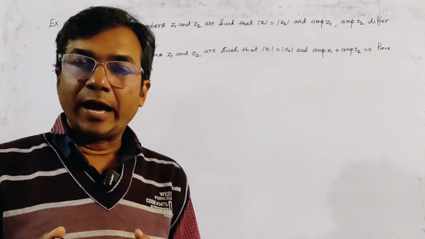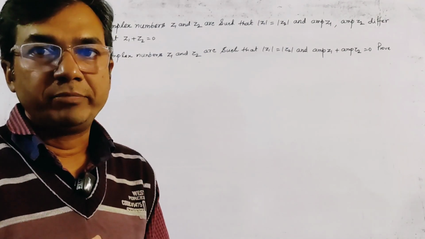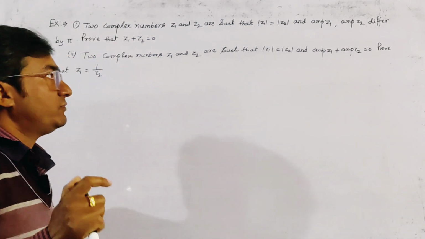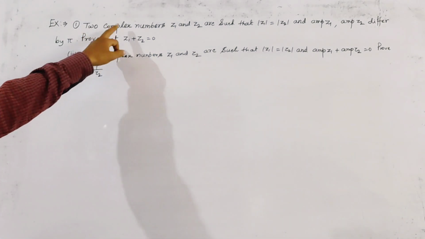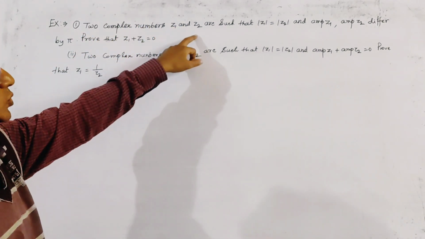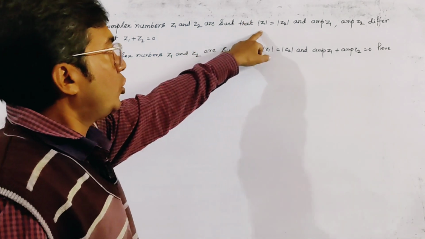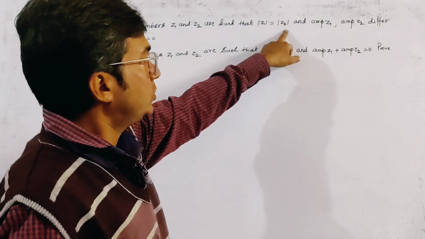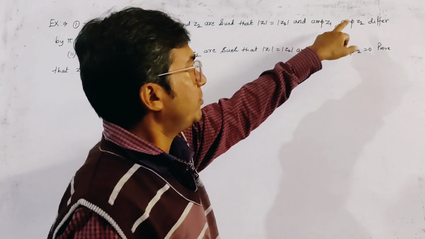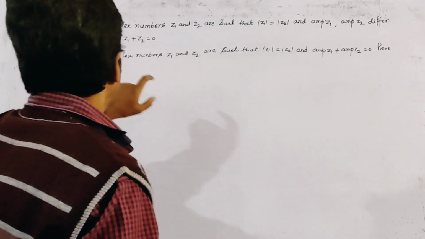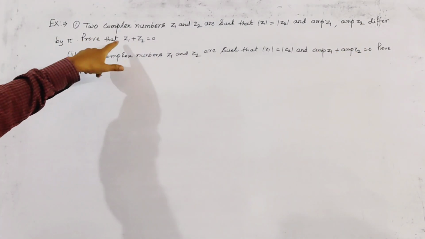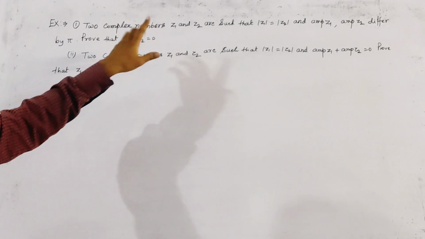Interesting, important and easy problems of complex numbers. Here we solve them. The first problem: two complex numbers Z1 and Z2 are such that mod Z1 is equal to mod Z2, and the amplitudes of Z1 and Z2 differ by pi. Prove that Z1 plus Z2 is equal to 0.